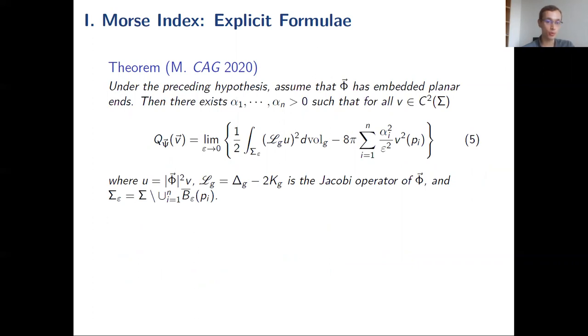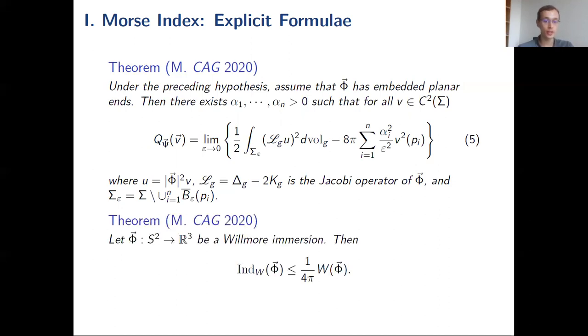So the first term will be finite because you remove the ends, while the metric will go to infinity. And then you have this term, minus 8 pi times the sum of alpha_i squared divided by epsilon squared times v squared of p_i. In particular, if you have a variation where v vanishes at all those points, then this limit will be non-negative. So you deduce that the index is less than n, which is 1/4 pi times the Willmore energy, which is the first result. Of course, we will not stop there because we have a renormalized energy, so we should be able to compute it.